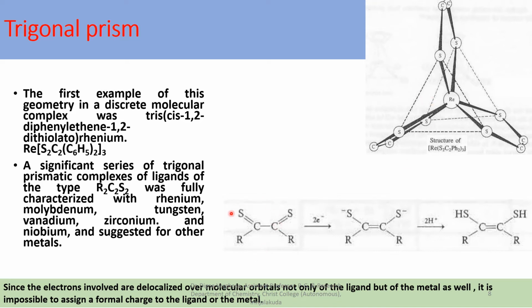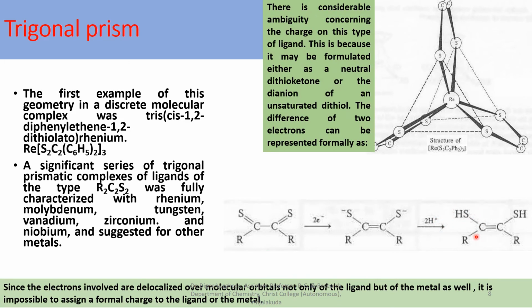Since the electrons are delocalized over the molecular orbitals, not only of the ligand but of the metal as well, it is impossible to assign a formal charge to the ligand or the metal. Here the addition of two electrons gives a negative charge. After resonance stabilization, reduction occurs, forming a dithiol compound. There is considerable ambiguity concerning the charge on this type of ligand. This is because it may be formulated either as a neutral dithioketone, you can see here, or the dianion of an unsaturated dithiol. The difference of two electrons can be represented here.